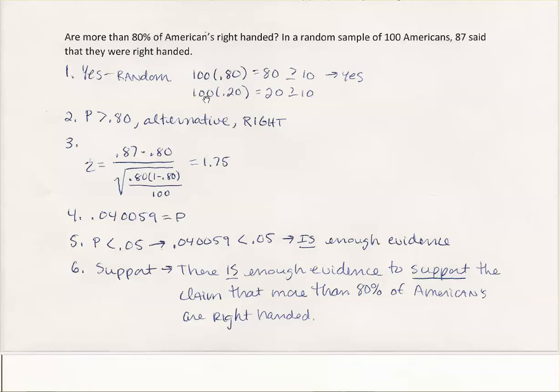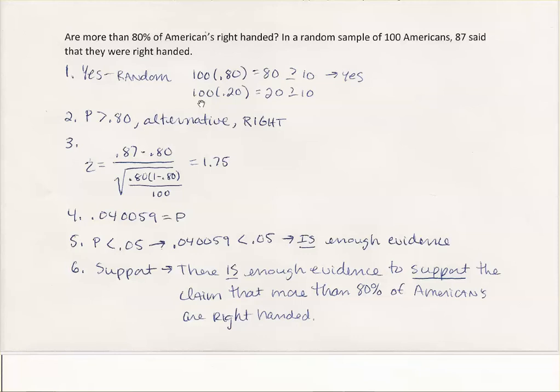Then we want our null value. So remember, your null value is part of the claim. And in this case, our claim is that more than 80% of Americans are right-handed. So that 80% is your null value, but remember, we always have to turn it into a decimal. We're not using the percentage. So 100 times 0.8 is equal to 80, which is greater than or equal to 10, so yes.